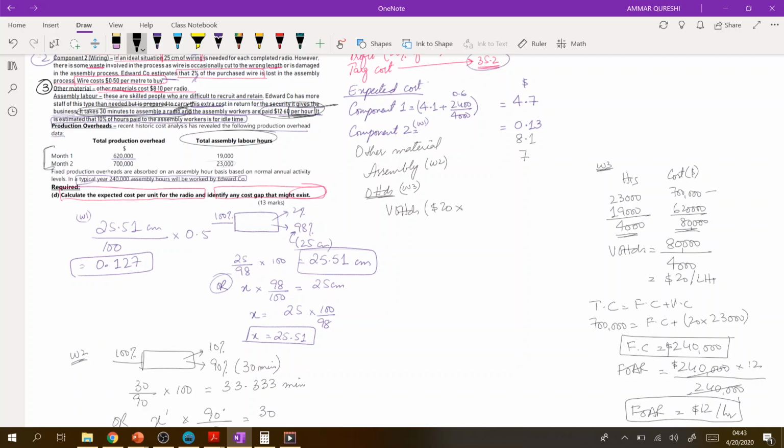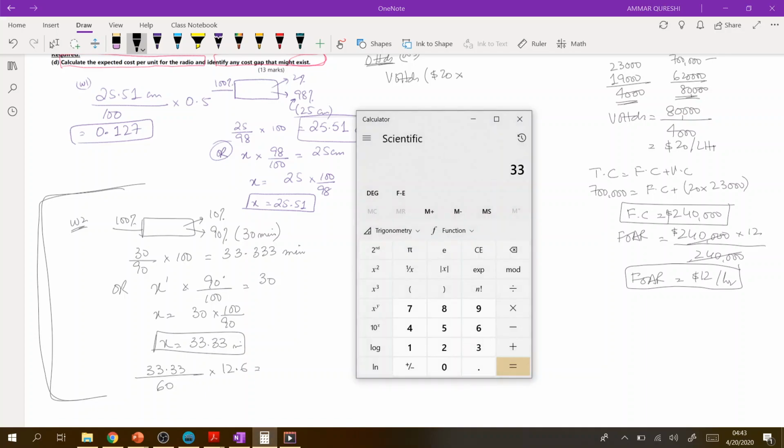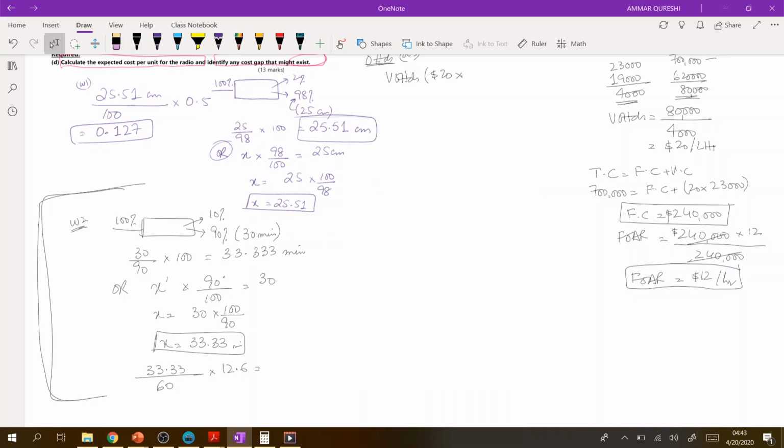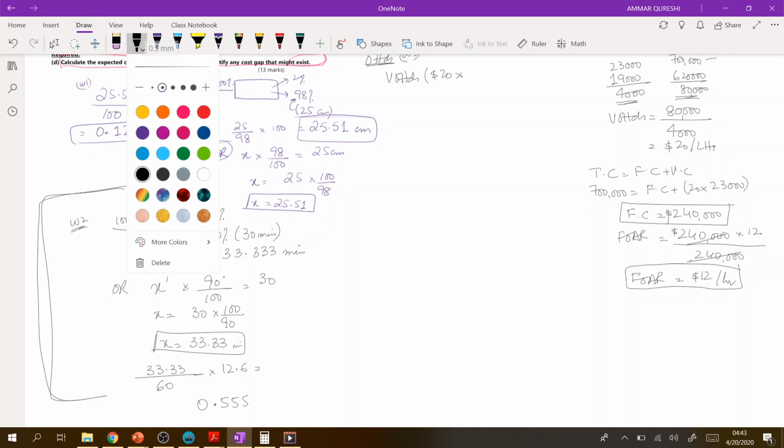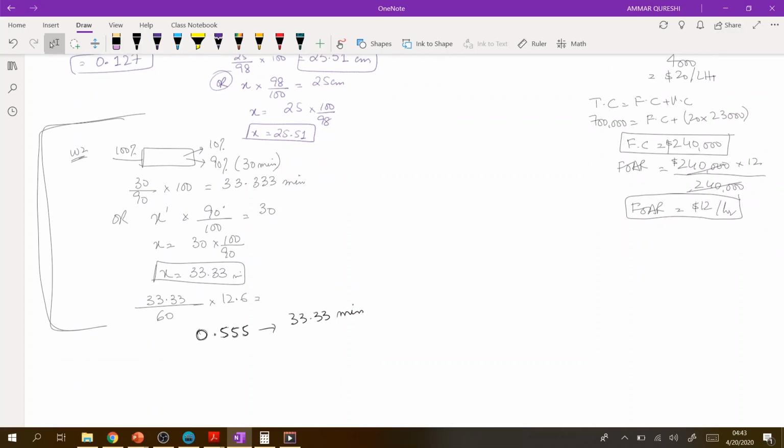multiplied by how many hours? How many hours were required? This is the labor hours data. How many hours are required? We calculated 33.33 divided by 60. See, total hours are 0.555, right? Total hours are 0.555, right? But here I just want to tell you one more thing. 0.555 or 33.33 minutes is the total time, right? Total time required for the product, right?